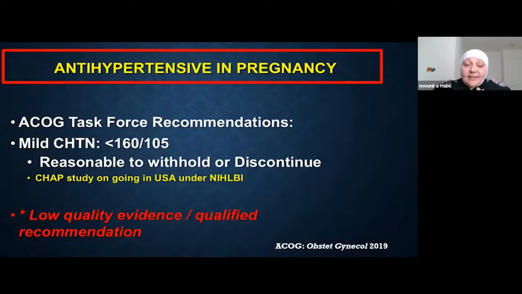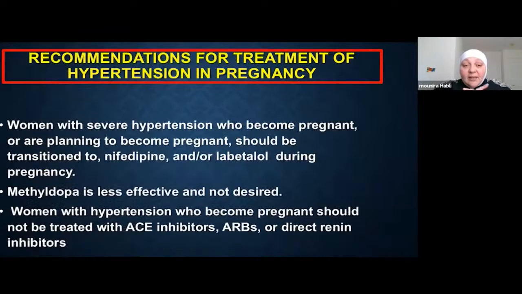The new ACOG says the same thing. If a patient is pregnant with mild chronic hypertension and no comorbid factors, it's very reasonable to withhold or discontinue the treatment, but this is low quality evidence. The only thing they say is women with severe hypertension who become pregnant or are planning to become pregnant should be transitioned to procardia or nifedipine during pregnancy. Methyldopa is less effective and not desired, and women with hypertension who become pregnant should not be treated with ACE inhibitors, ARBs, or direct renin inhibitors.